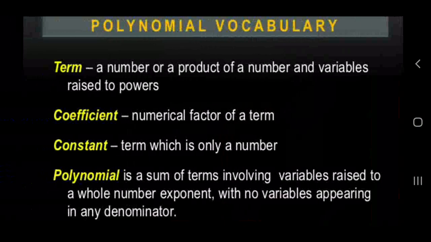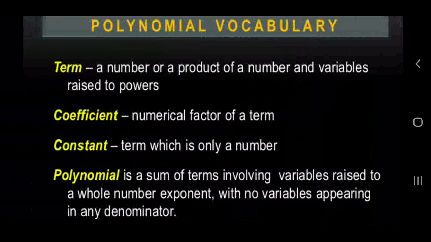Next, what are the concepts related to polynomials? First one is term. Term means, for example, x plus 2. How many terms are there? 2. x is one term, 2 is another term. That is, the plus symbol determines the terms. The plus symbol divides the polynomial into different terms.